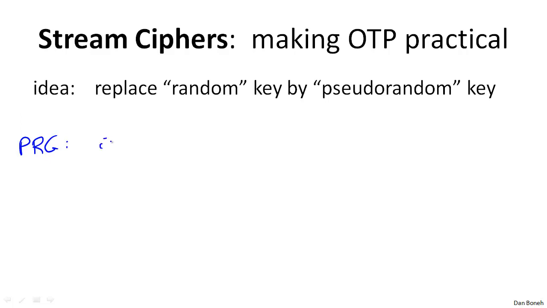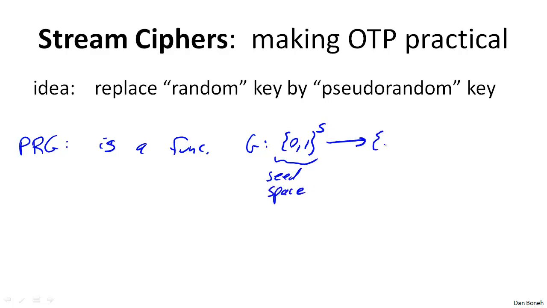A PRG is really just a function, and I'll call it G for generator, that takes a seed. I'm going to use {0,1}^s to denote all strings of length s. This we'll call the seed space. It takes an s-bit seed and maps it into a much larger string, which we'll denote by {0,1}^n. And the property is that n must be much larger than s. In other words, we take a seed that might be only 128 bits, and we expand it into a much larger output string that could be gigabytes long. That's what the pseudo-random generator does.